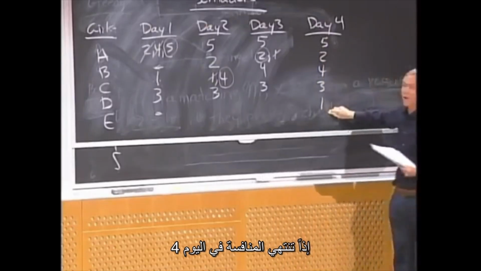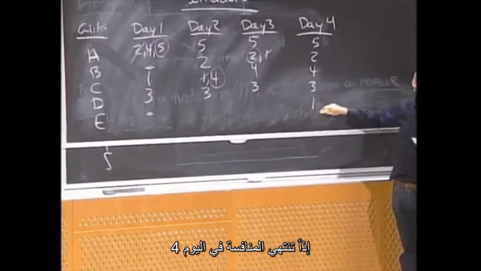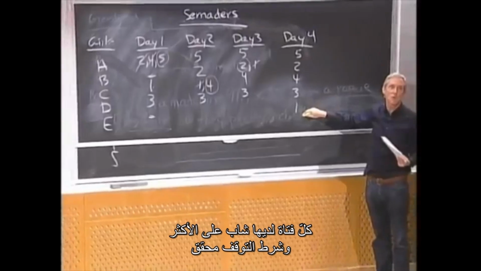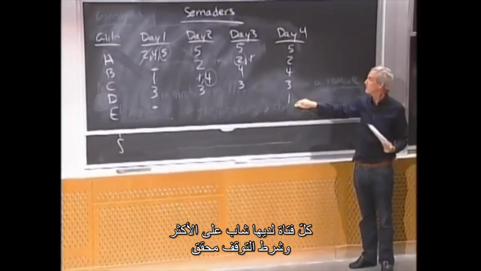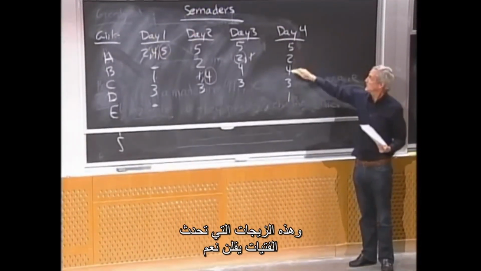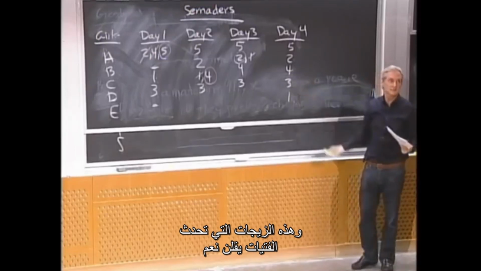Wow, so on day 4, there's no more fighting. Every girl has at most 1. The termination condition is invoked, and these are the marriages that take place. The girls say yes.